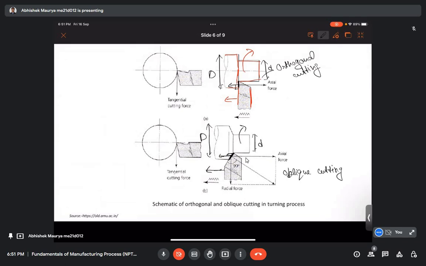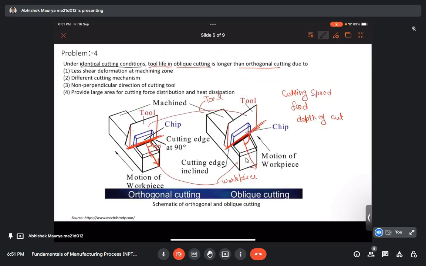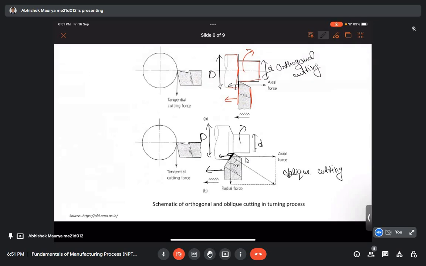Now it has been asked in the question, assuming identical cutting situation, the tool life. So what is tool life? When we are trying to cut any material with the help of a tool, then with time our tool gets deformed, it gets degraded. So how will we come to know which factors define how long our tool will last, or in how much time our tool will get deformed? There are many factors. Out of these, now we are concentrating on oblique cutting versus orthogonal cutting. So whether these two will have any effect on the tool life?